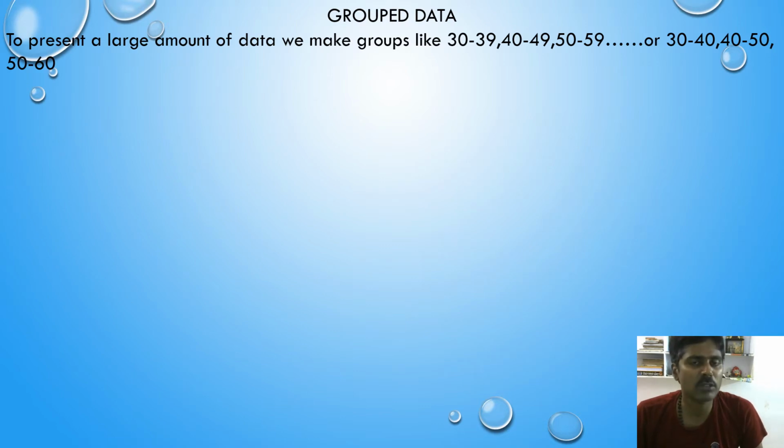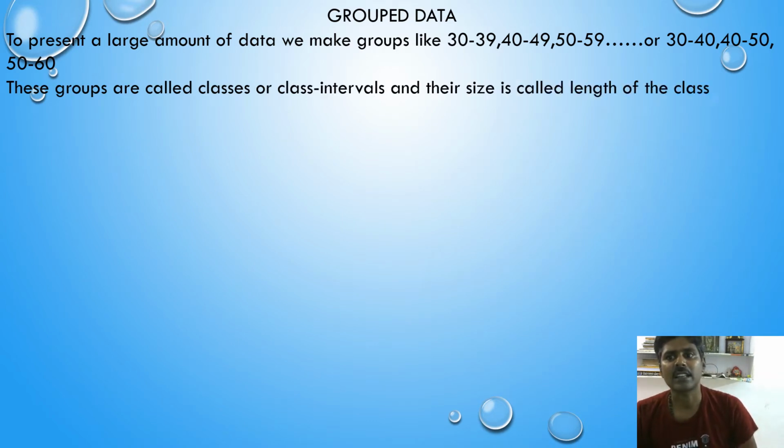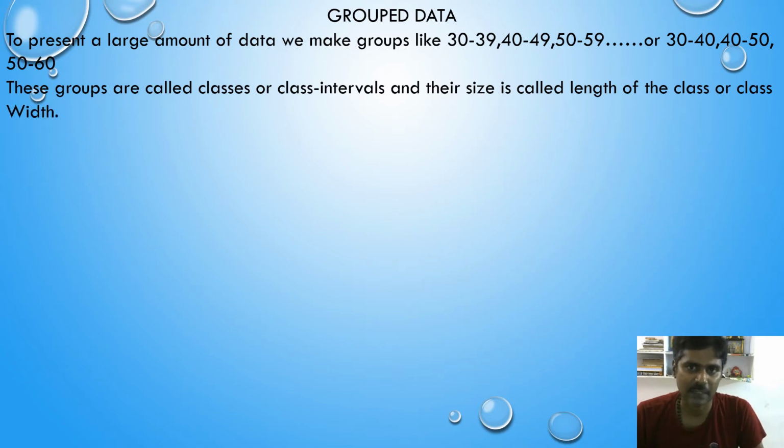Previously we have done all three for ungrouped data: arithmetic mean, median, and mode. Now I will explain calculating the arithmetic mean for grouped data. These groups are said to be classes, and the length of the class is said to be the class interval, or the length of the class or class width. If you take 30 to 39, how many numbers will be there? 10. So 10 is called the length of the class, the class width.